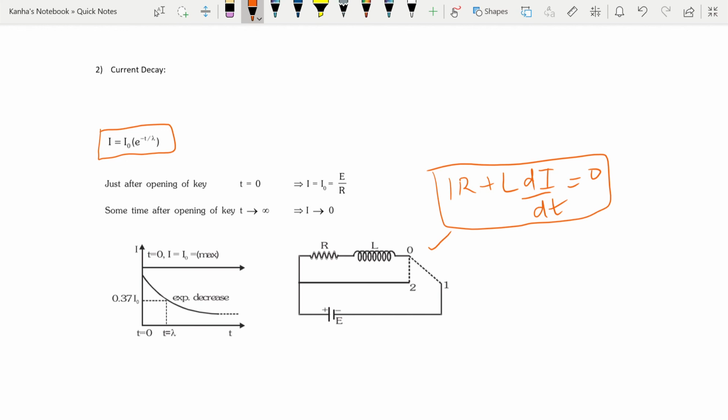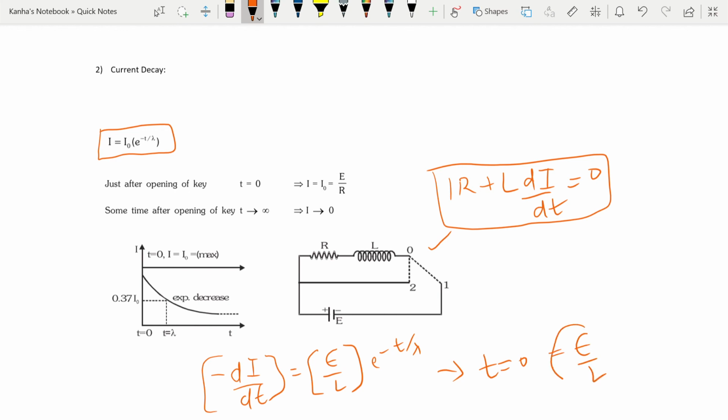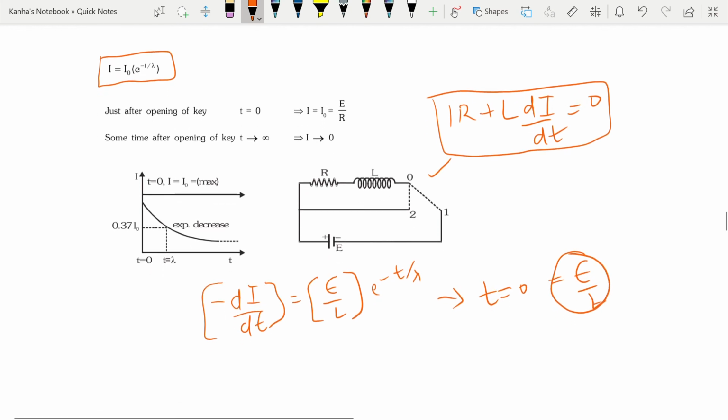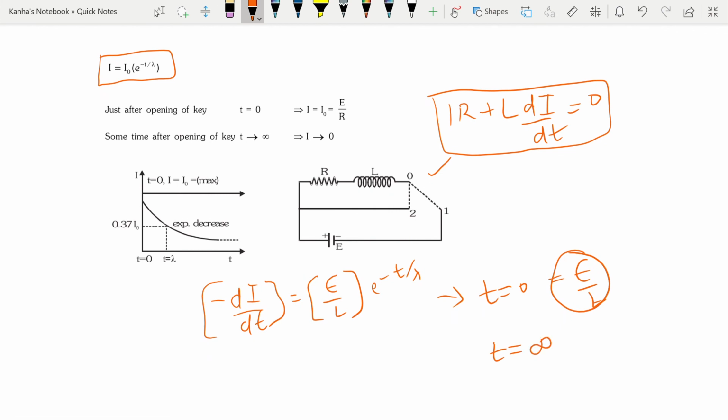So for the decay rate, you need to find minus di by dt. Okay, so minus di by dt is the decay rate of current at any instant, is equal to E by L into e to the power minus t by lambda. Okay, so we find that at t is equal to 0, this quantity is maximum, which is equal to E by L. Okay, and at t is equal to infinity, or for t large, I find this quantity goes to 0. Okay, so these things you should remember.